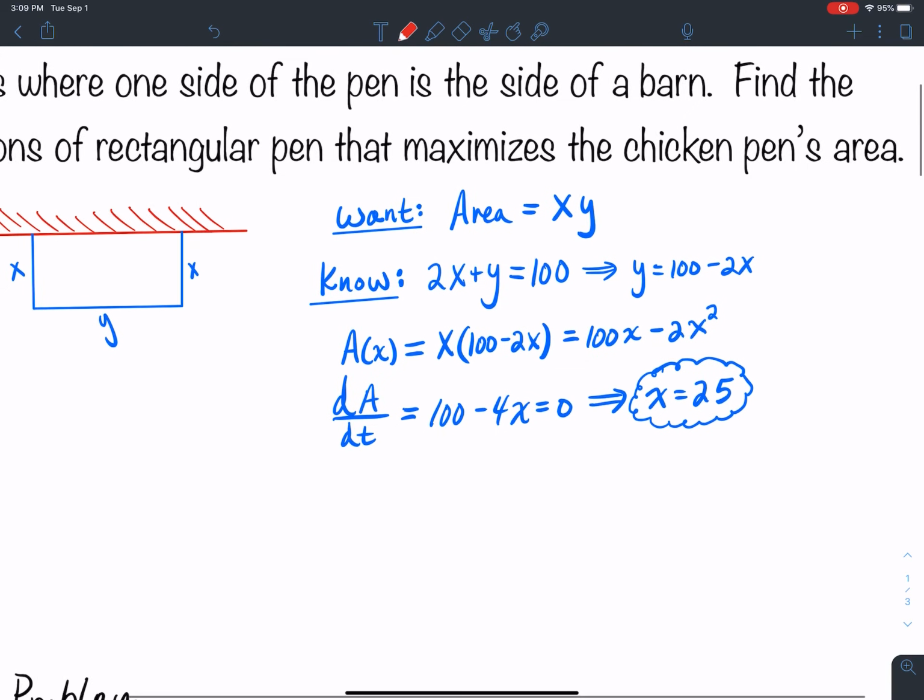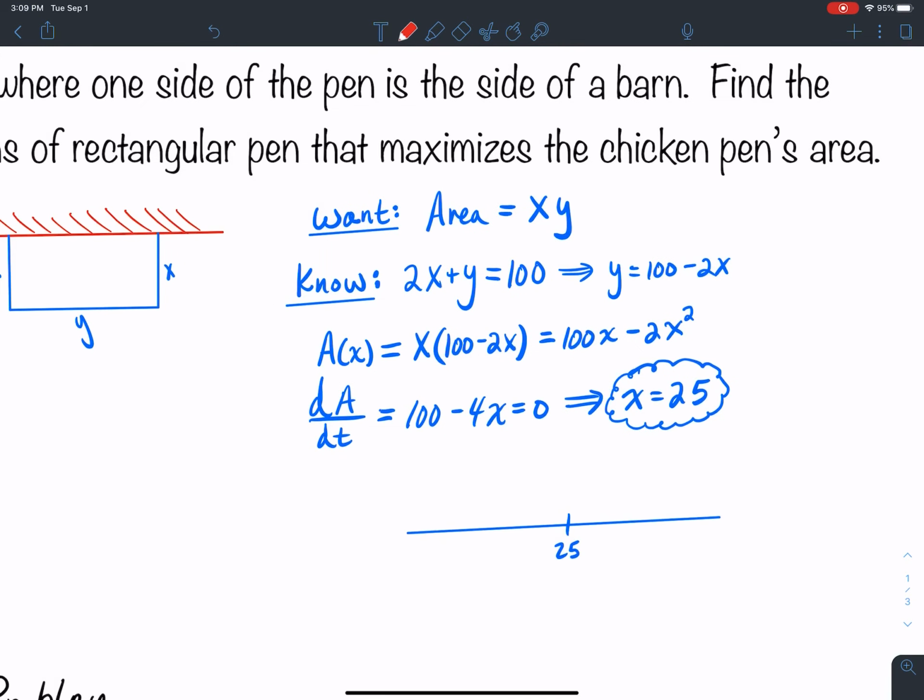Now what I'm going to do is use the first derivative test. I'm going to pick a point on the left side, and I'm going to pick a point on the right side. If I plug 24 into my derivative, I have 100 minus 4 times 24. Okay, 4 times 24, that's 96, so 100 minus 96. This is a 4, which is positive. If I have a positive output here, that means that I'm increasing on that interval.